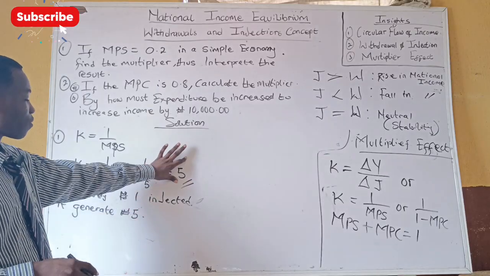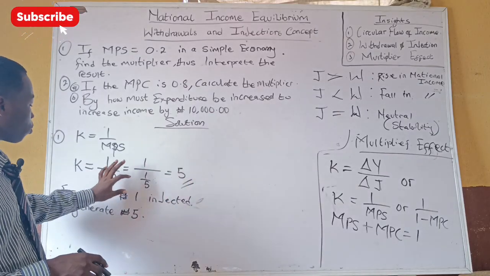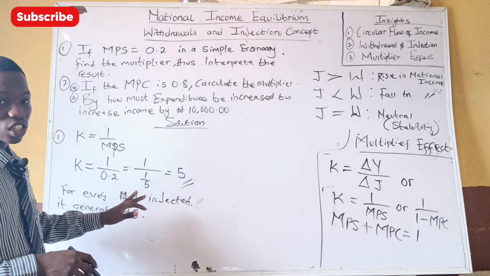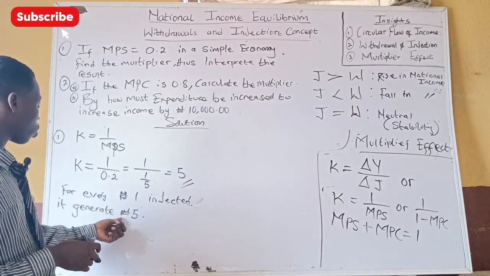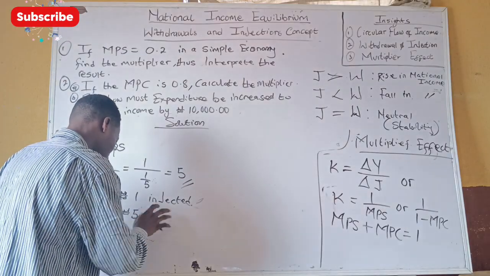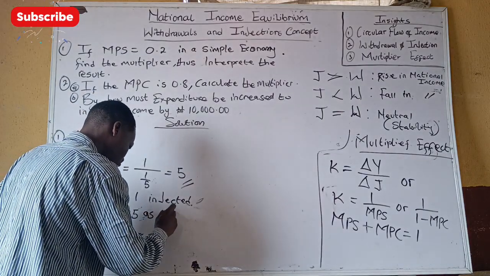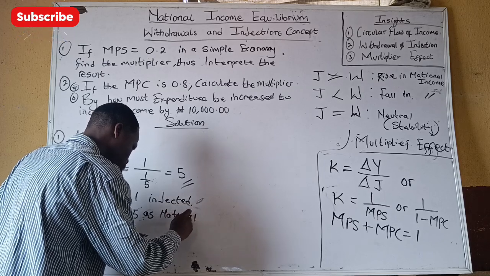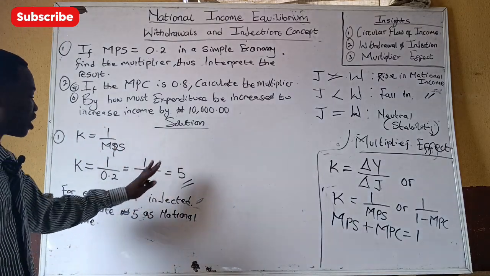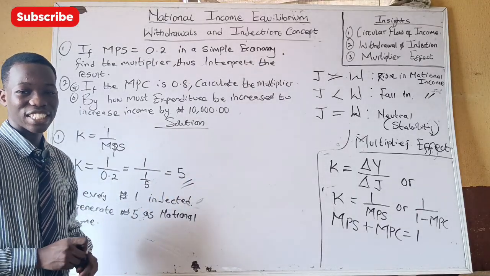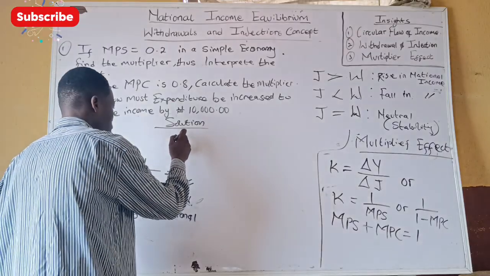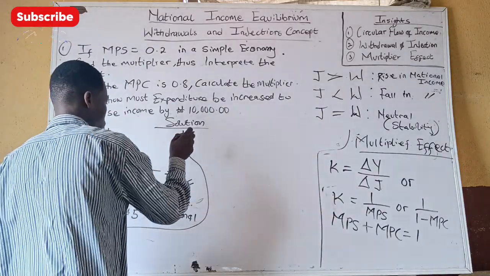This is the multiplier effect. We multiply it by the amount injected, so the result is what we are going to generate as national income. So write it as national income. That's just the interpretation of this multiplier, and that is how the multiplier works. Now let's look at this tricky question, number 2.